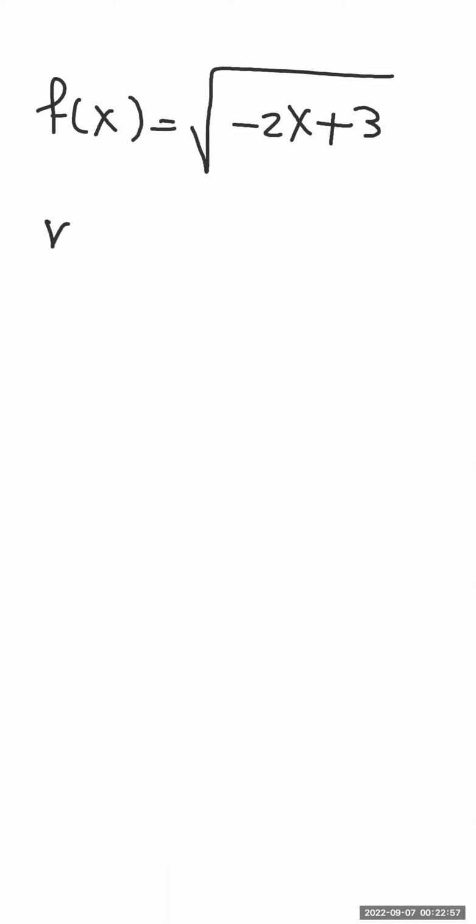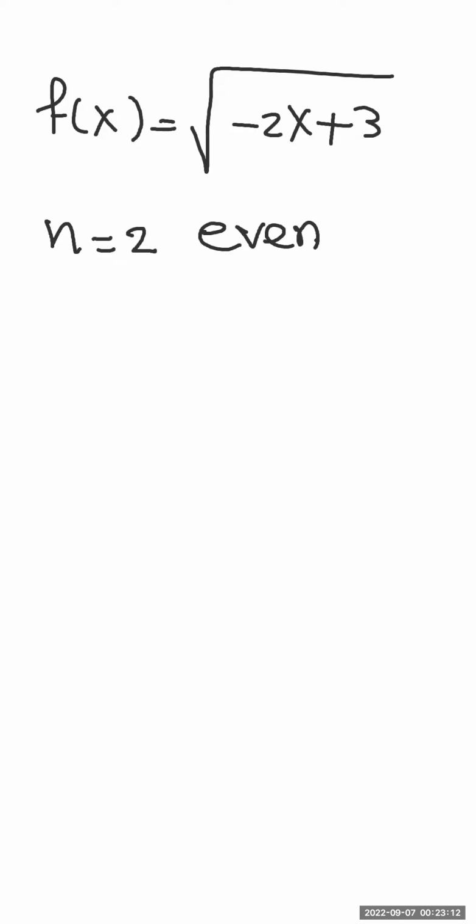If the question is like this, f of x equals the square root of negative 2x plus 3. Here the index of the root is 2, which means even, because this is a square root, so there is 2 by default as the index, but we will not write it. So n equals 2 means the index is even.